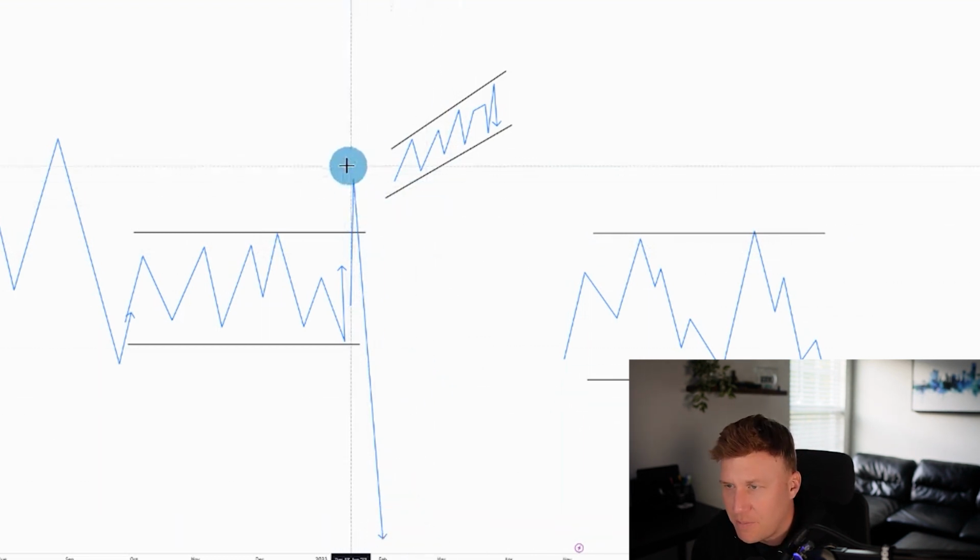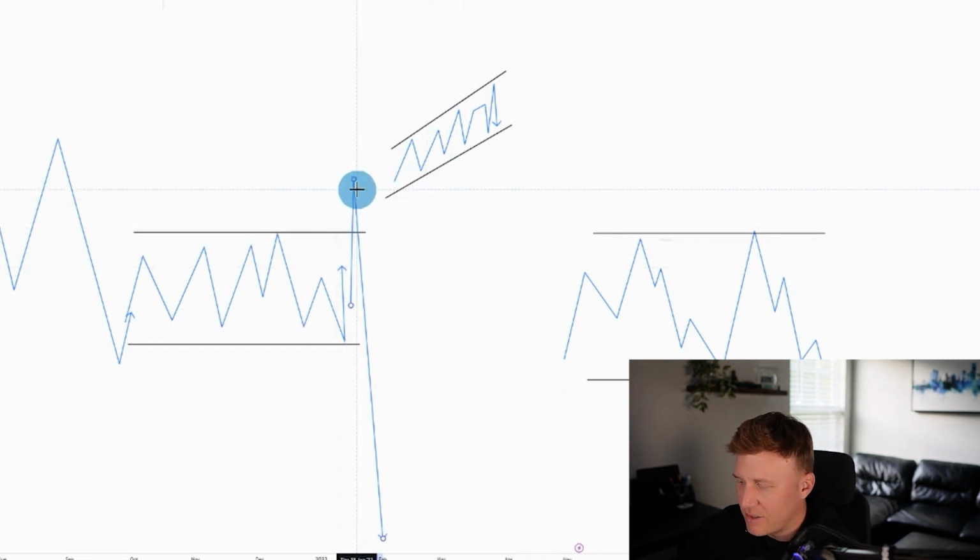This is a manipulation. In these ranging markets, this is essentially where a lot of opinions are being formed. And when opinions are being formed, you're going to have people doing a whole number of things. Sell stops, buy stops, looking to catch breakouts, looking for break, retest, everything.